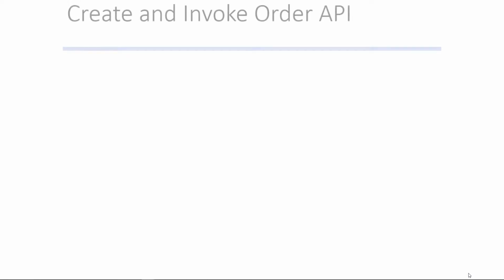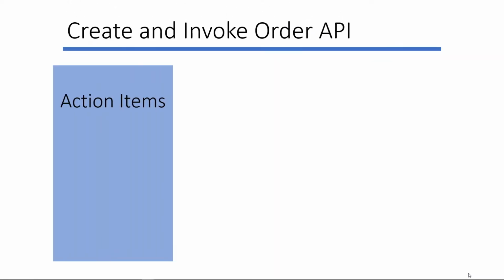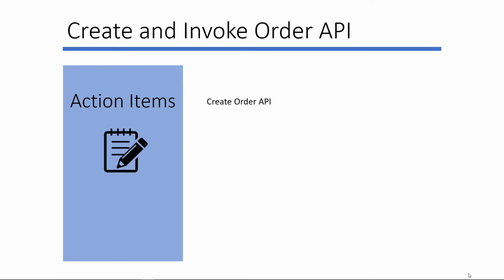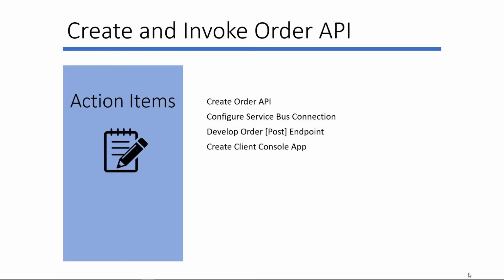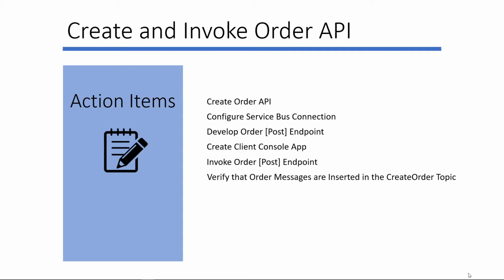So let's take a look at what we will accomplish in this section. We will create the order API. We'll configure a Service Bus connection. We'll develop the order post endpoint in order to create an order. We will create a client console app. We will invoke the order post endpoint from the client console app. And finally, we will verify that the order messages are inserted in the create order topic.